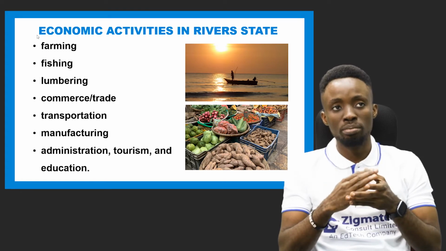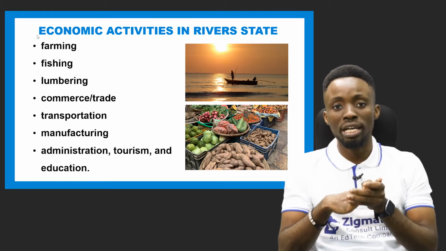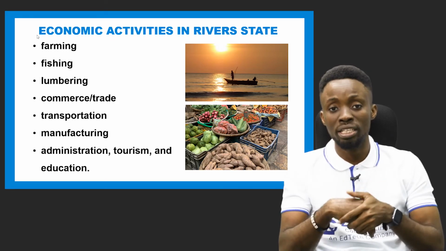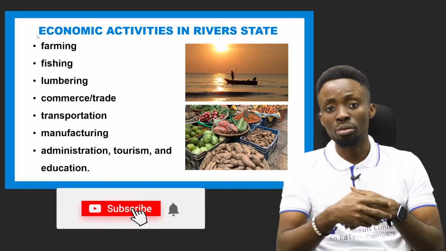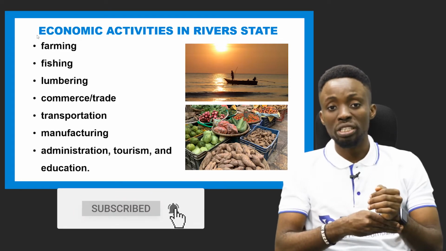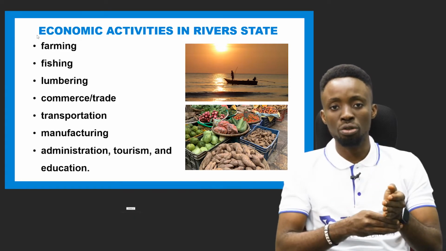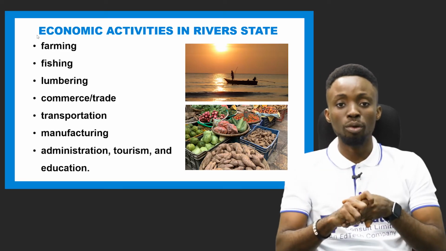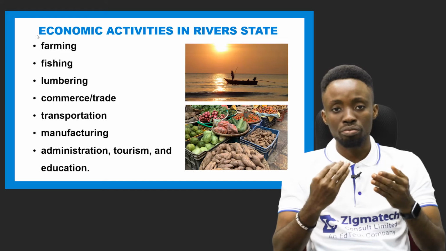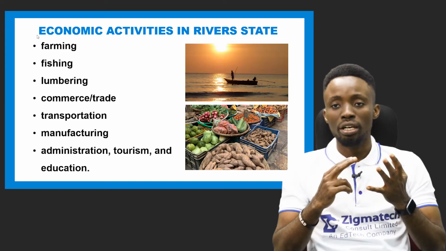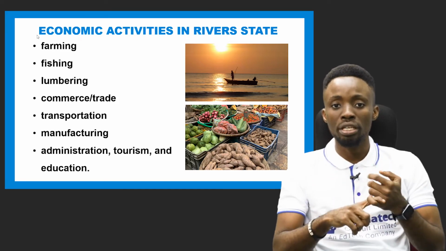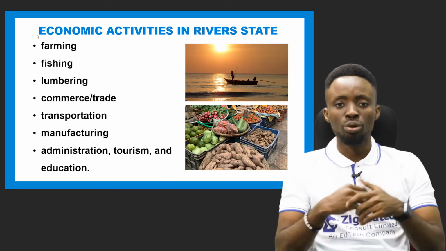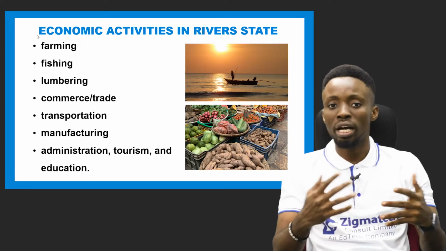Now, Rivers State is blessed in such a way that we have crops like cassava, we have a good amount of vegetables being planted, we have plantain, and other forms of food crops that are cultivated in Rivers State. So, if you go to local government areas like Ahoda, like Emoha, like Eche, like Boni, you're going to see a good amount of people carrying out various farming activities.